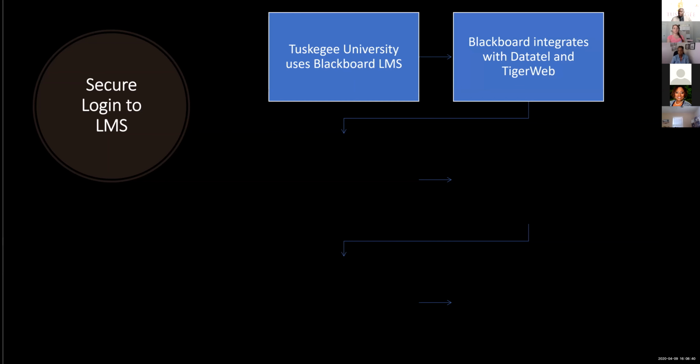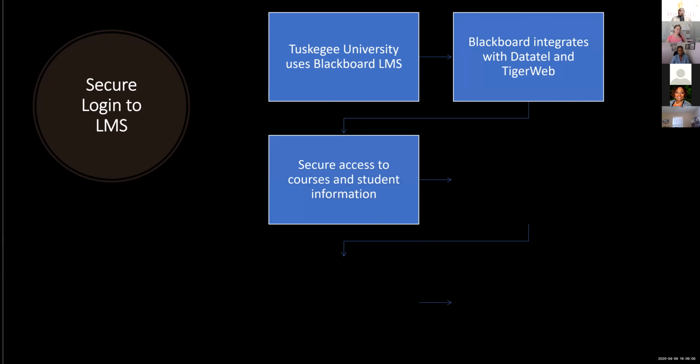If a student drops a course or a student cannot meet the financial obligations, when Blackboard is refreshed, this information is pulled in from Tiger Web, and the roster is updated. Faculty have secure access to courses and student information in Datatel and Tiger Web. You have information like the students' phone numbers, their emails, and student IDs.